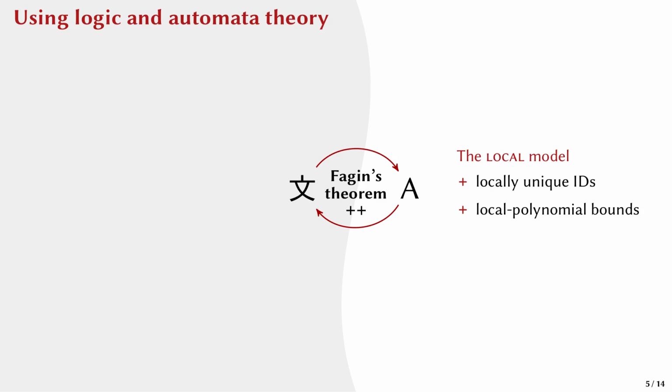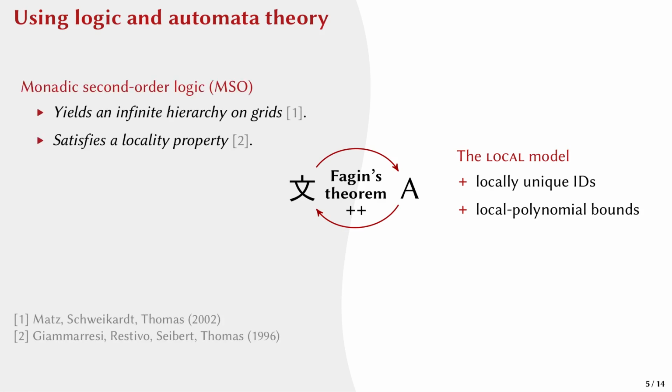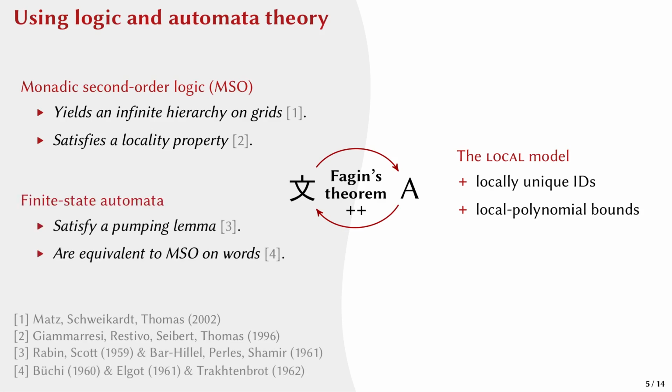So suddenly the local model is connected to a huge body of work that seems to have nothing to do with distributed computing. For instance, I use some major results about monadic second-order logic on grids, and also some classical results about finite automata and their connection to logic. By the way, don't worry if you're not familiar with these results. It's not really important to understand what they mean by themselves. What I'm going to focus on is the implications that they have on the local model. So, what can logic tell us about distributed decision in the local model?